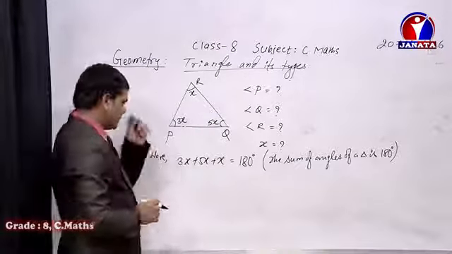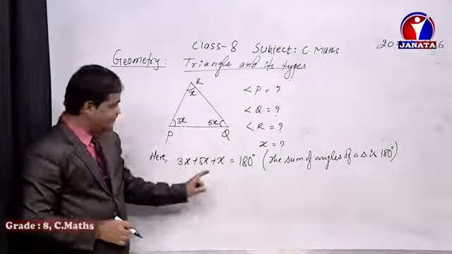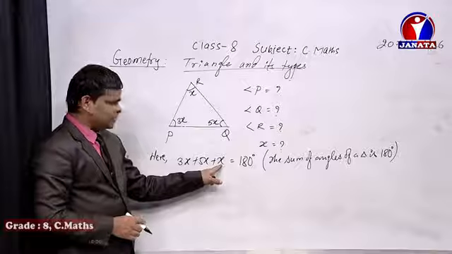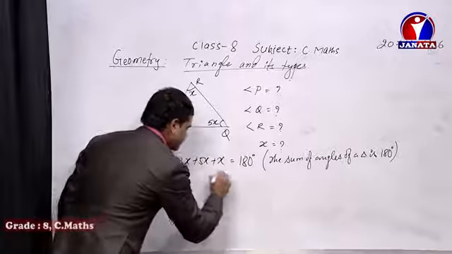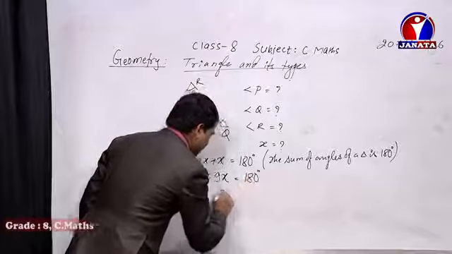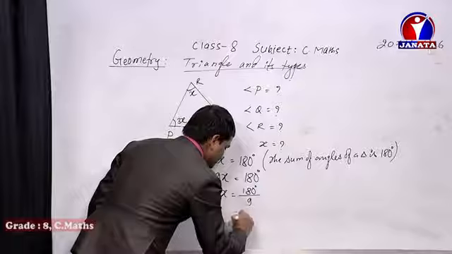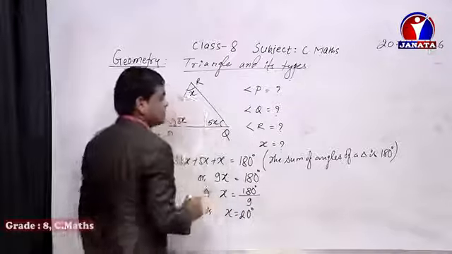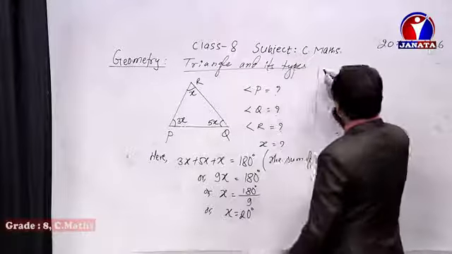Now, what is the sum? As they are like terms, we can add them, isn't it? So 3x plus 5x is 8x, and then plus 1x, it becomes equal to 9x. So 9x equals 180 degrees, and then x equals 180 degrees divided by 9, equals 20 degrees. So we got the value of x. Now substituting the value of x in here.